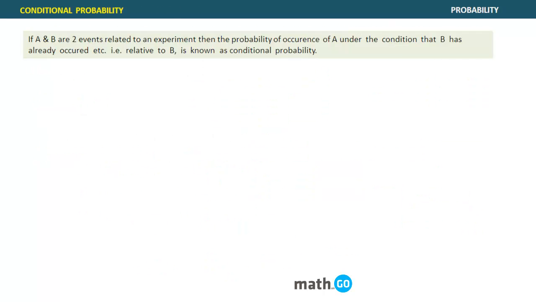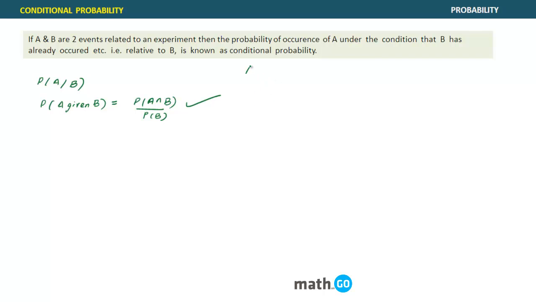Okay. Let us now understand the concept of conditional probability. What do you mean by conditional probability? If A and B are two events related to an experiment, then the probability of occurrence of A under the condition that B has already occurred is called conditional probability, and it is written as A bar B, and we read that as A given B. The value for this is nothing but probability A intersection B divided by P(B). So this is how a conditional probability works.